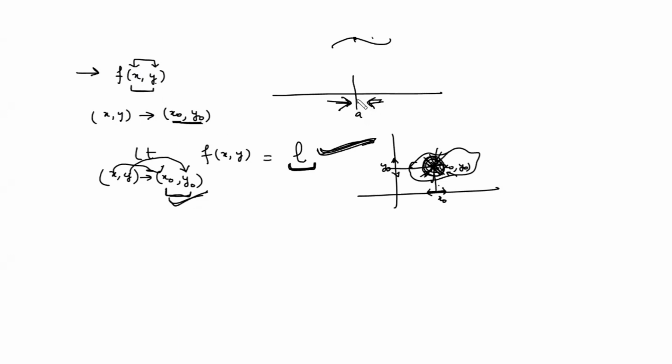In case of single variable, if you want to find out the limit at a, you will find out the left limit as well as the right limit. If both these limits exist and both are equal, you will say your function has a limit at x equal to a. There are only two directions in case of single variable. One is the left side, another is the right side.